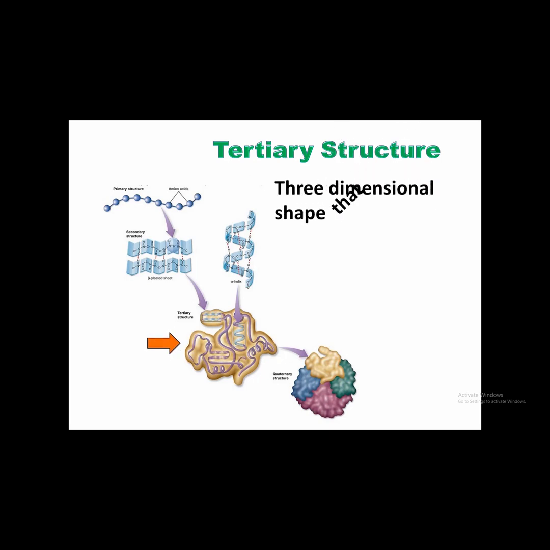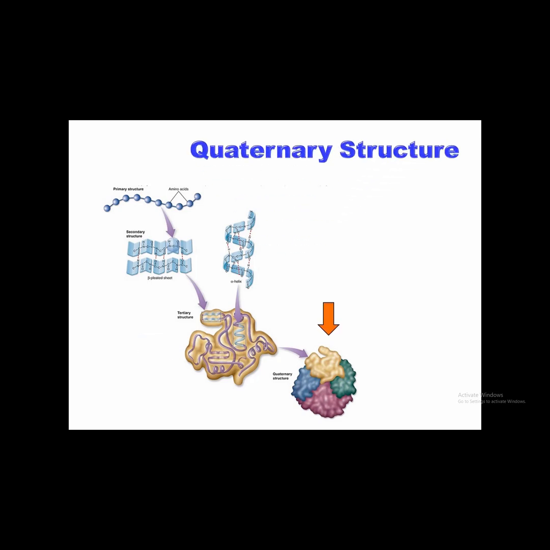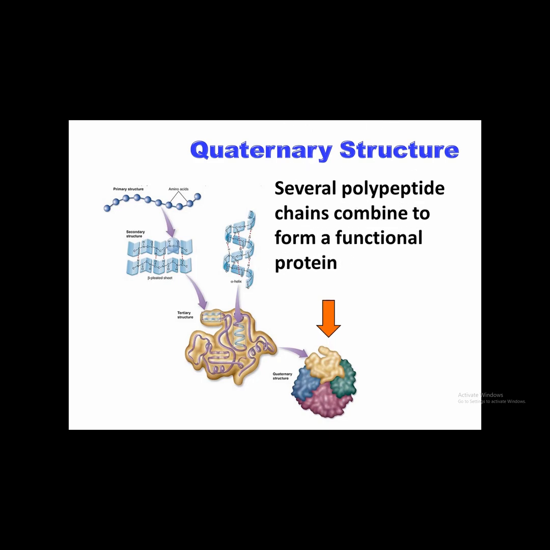Tertiary structure gives the protein its three-dimensional shape, and tertiary structure is determined primarily as the R groups on amino acids interact with each other. Last of all, there is the quaternary structure. And quaternary structure occurs when several different proteins come together and form a functional group.